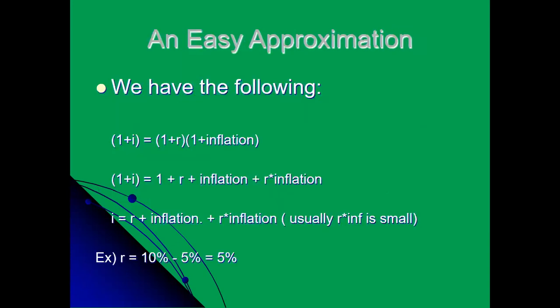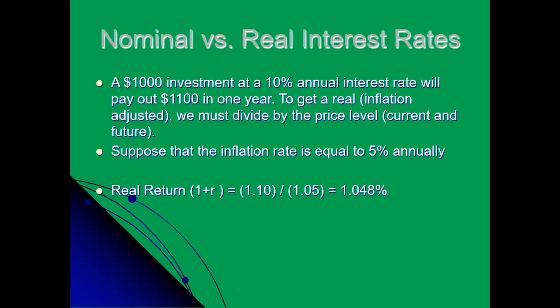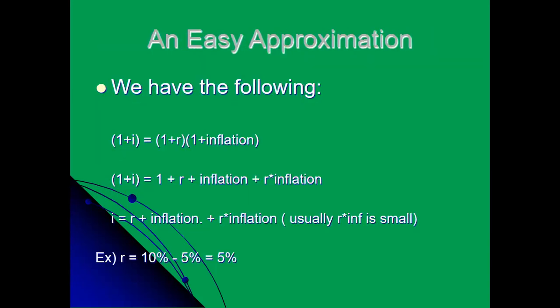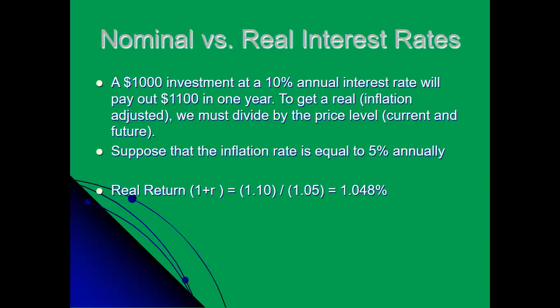Now, this is also another method, which is just an approximation though. This is not a substitute for the former formula, which is exact, in which we can simply deduct the inflation rate from our nominal interest rate. So the nominal interest rate of 10% minus 5% equals 5%, the estimated or approximated real interest rate.